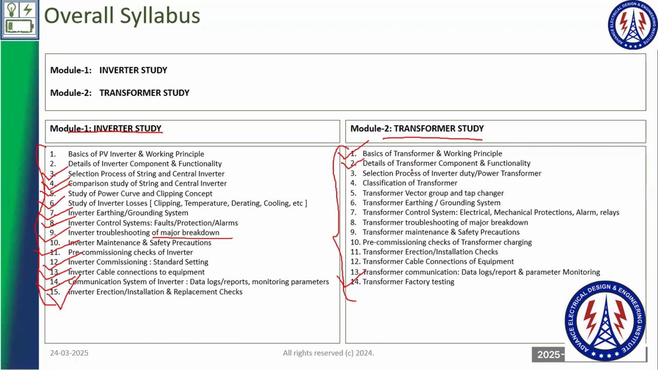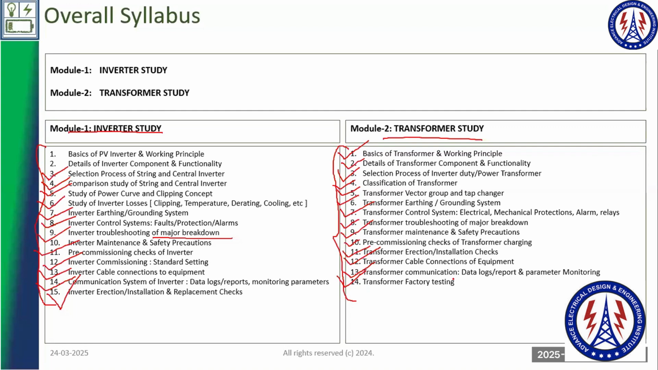On the transformer side, we're going to check out the subcomponents and their functionalities, the selection process, classification of the transformer, their vector group and tap changer systems, right? What exactly they are. Transformer earthing, your control systems, troubleshooting, right? All those incidents, pre-commissioning checks, erection, installation and commissioning, transformer cables and their connections, what exactly we have to do, transformer communication, what sort of data we are receiving from the transformer, right? So everything we are looking for in a transformer is in module number 2.